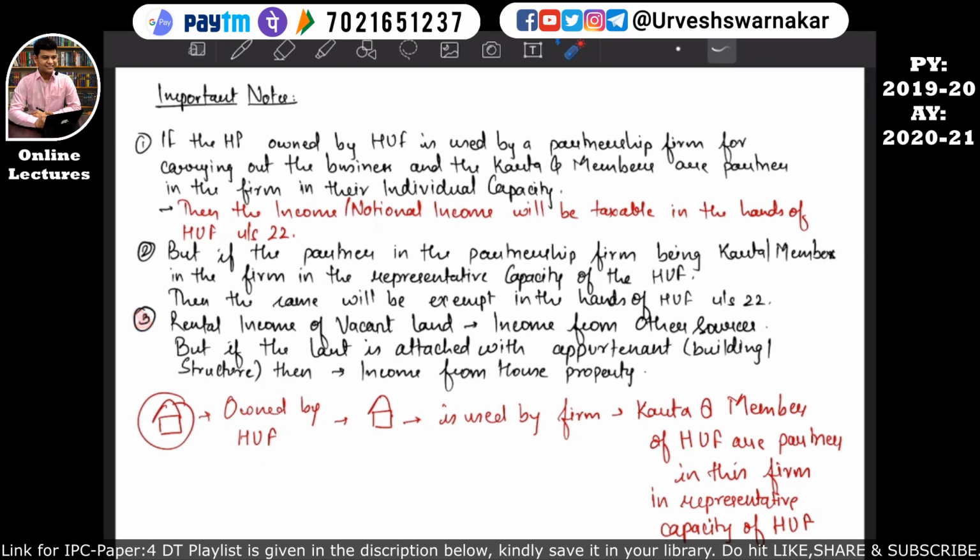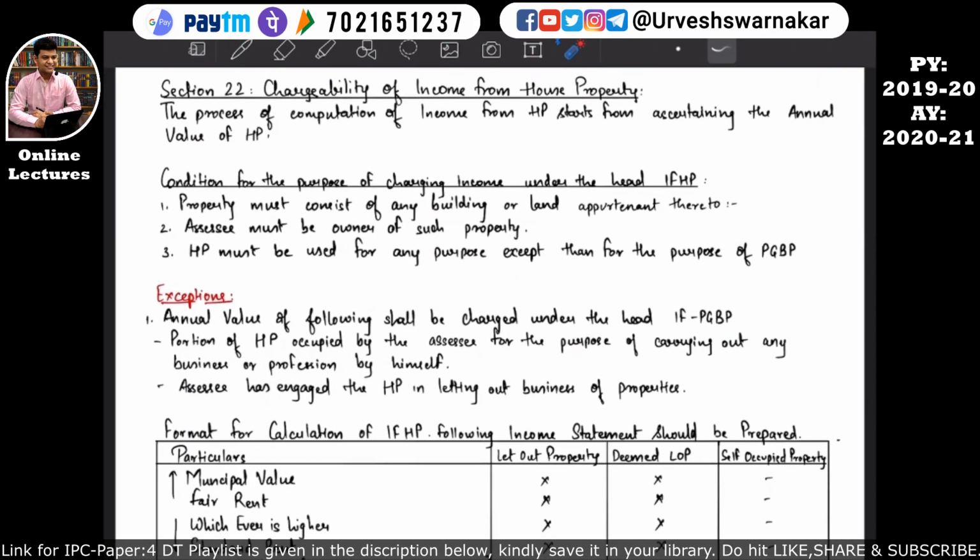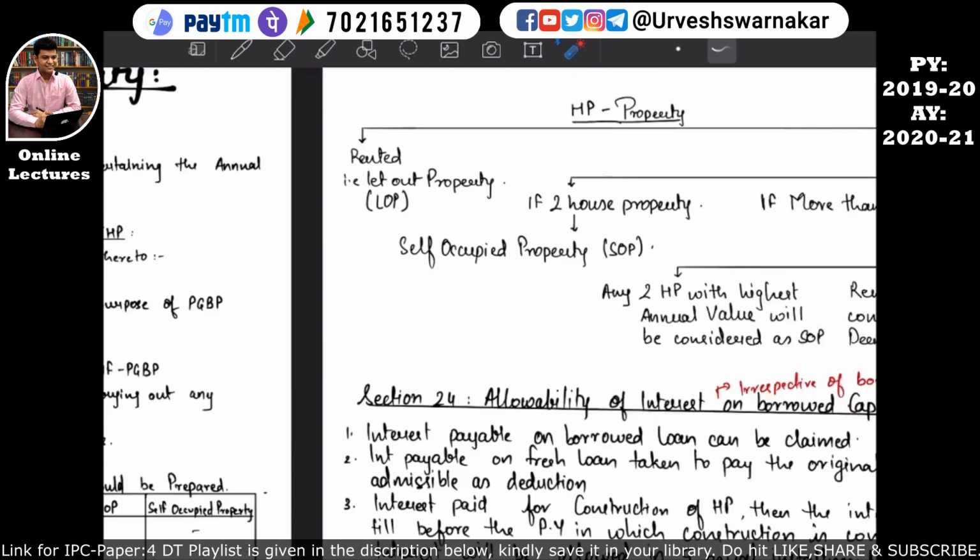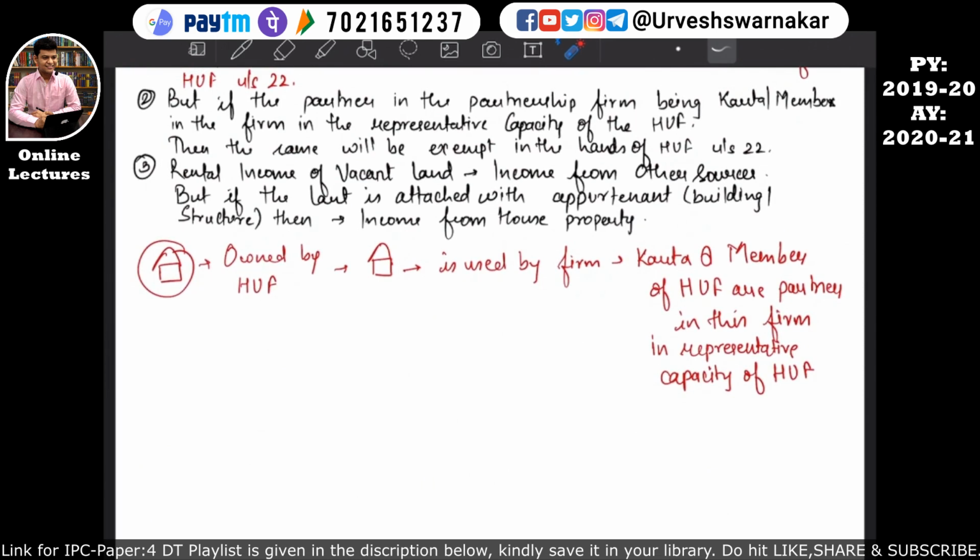The third point says that the rent income of a vacant land will be considered as income from other sources. That is what we have studied here when we were studying the property part. Property must consist of any building or land appurtenant thereto. That time I told you if only a land is given on rent, then the rent income of the land will be considered in income from other sources. So that is what is written here. But if a land is attached with appurtenance, that is building structure, then it is income from house property. I hope this is quite clear.